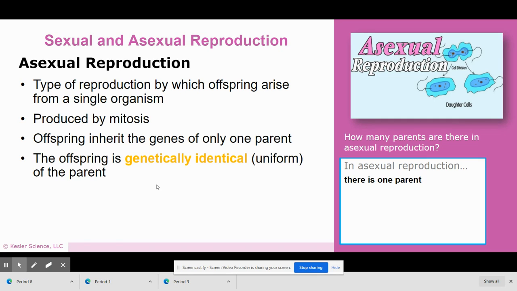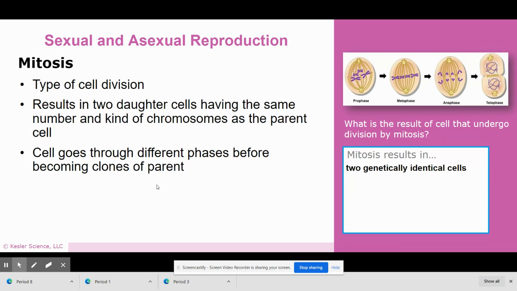Offspring are going to inherit the genes of only the one parent, and the offspring are going to be genetically identical or uniform. Uniform means the same. They're going to be identical to the parent. So the question on the right, how many parents are there in asexual reproduction? Well, what we read in that first bullet, there's only one parent.